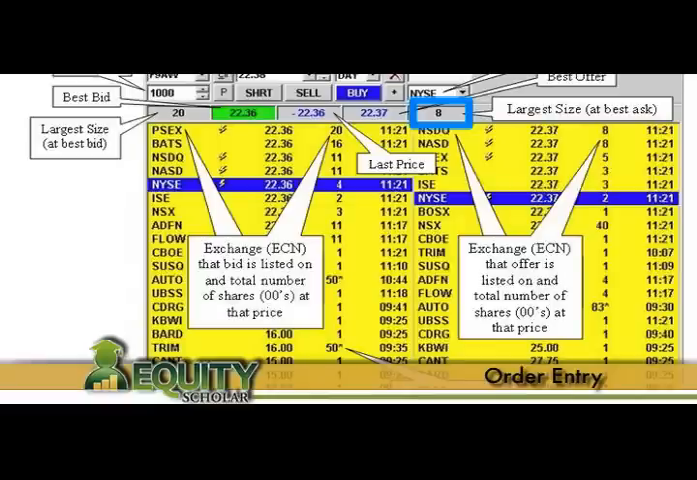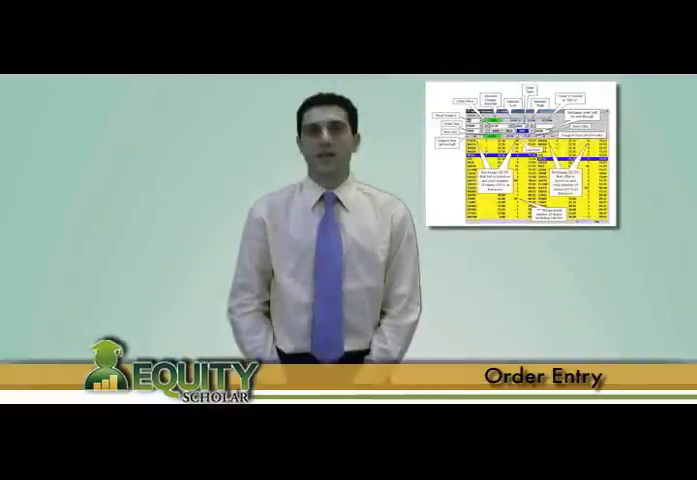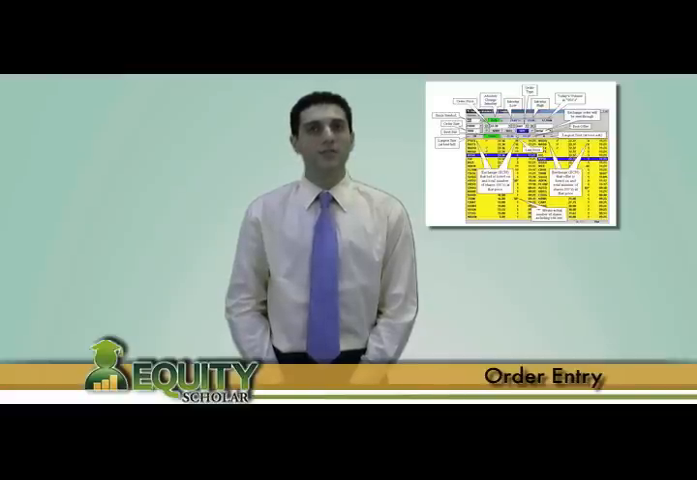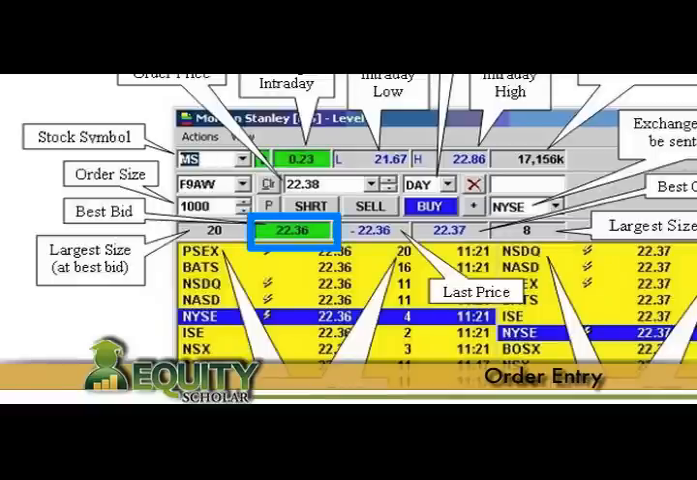Now the 3 sets of prices in between them display the current quote price as well as the last price a transaction took place at. The best available bid price is located to the left, the last transaction price is located in the middle, and to the right is the best available offer price, also known as the ask price. Using the Morgan Stanley example one last time, we see that the best available bid price is $22.36. The last transaction price was at $22.36, and the best available offer price is $22.37.